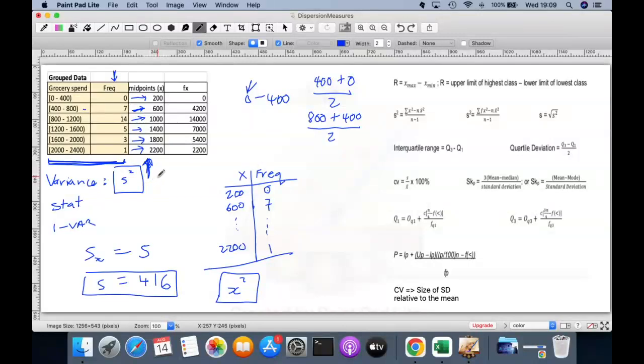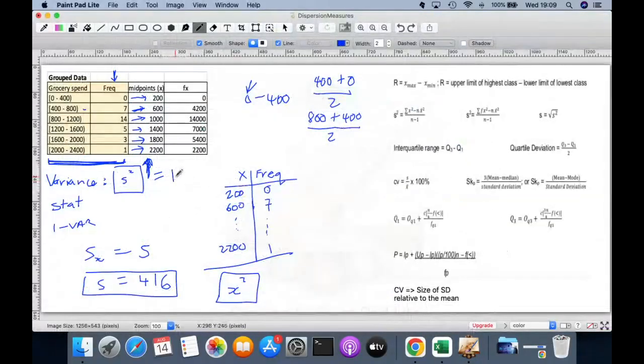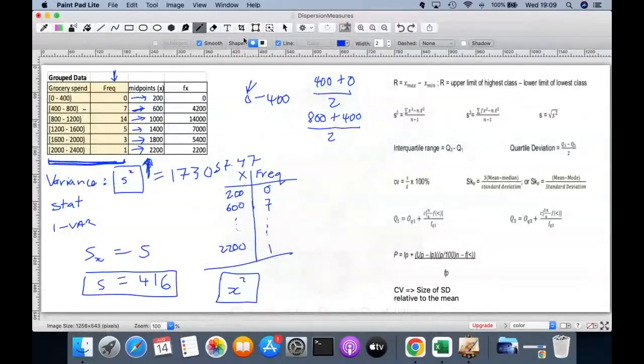Can you write it out in your chat? I want S squared. That's what I'm asking for, the variance. Yes, fantastic. Well done. 173,057.47, something like that. Nicely done. So that is the shortcut. All right, that's the shortcut, everyone.